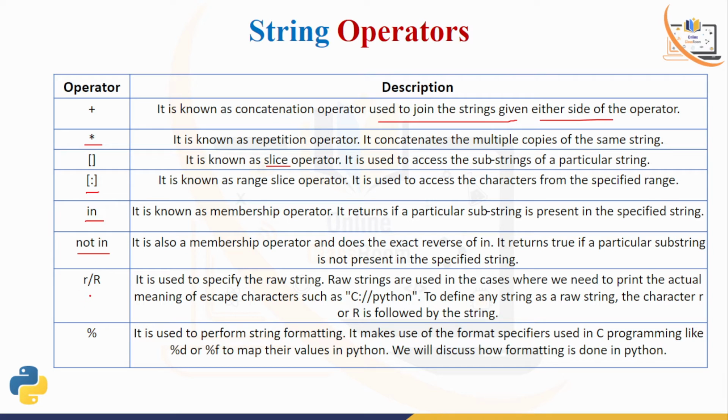Now the R operator is used to specify a raw string, right? And there is another special type of operator called percentage. It is like in C. Percentage means we can write %d for integer, %f for floating point number, %s for a string. So this is the same as printf in C, which we already used, right?